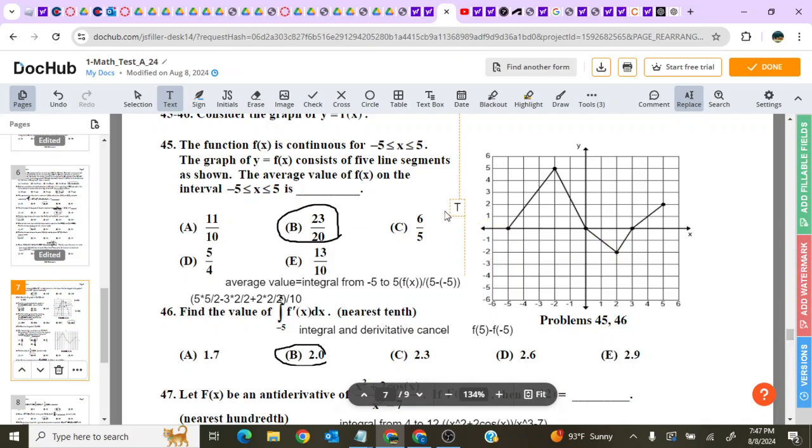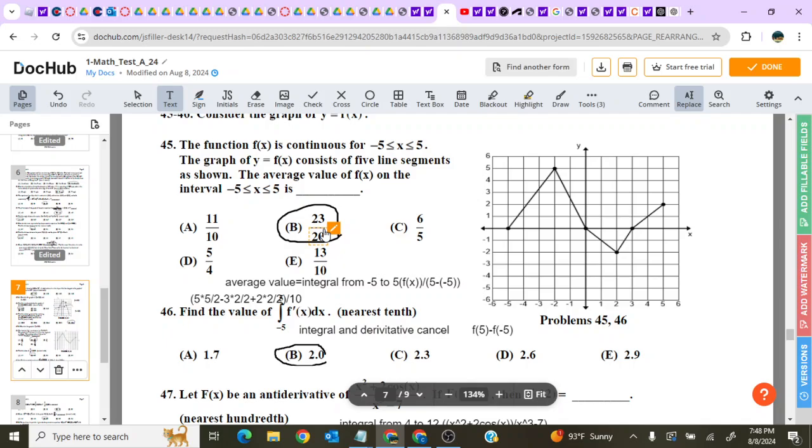45, given this function f of x, what is the average value of the function? Average value of a function is equal to the integral of that function over the distance. So basically, we need to figure out the integral of this function right here. Well, this is a bunch of shapes. A triangle with a length of 5 and height of 5, 25 over 2. A triangle with a length of 3 and height of 2, that's negative, so minus 3 times 2 over 2. And then this triangle over here with the same methodology. And then you divide it by your distance of 10, and you get 23 over 20 as your answer choice.